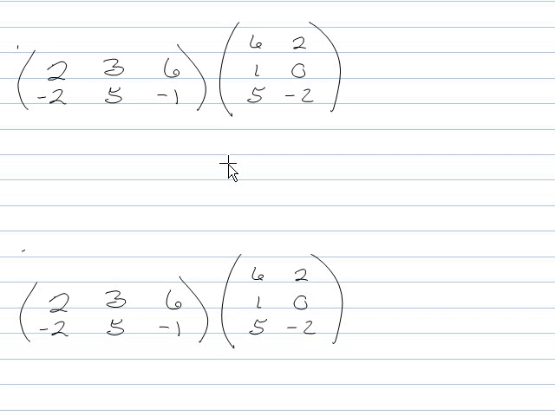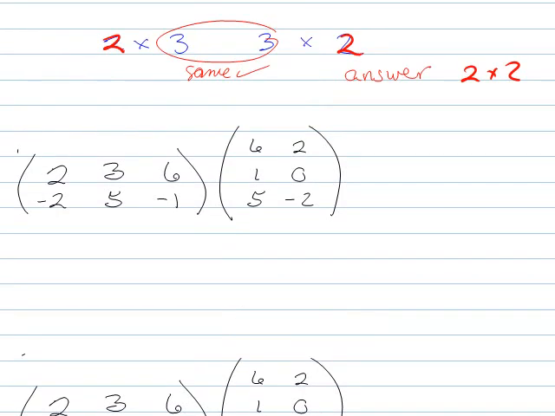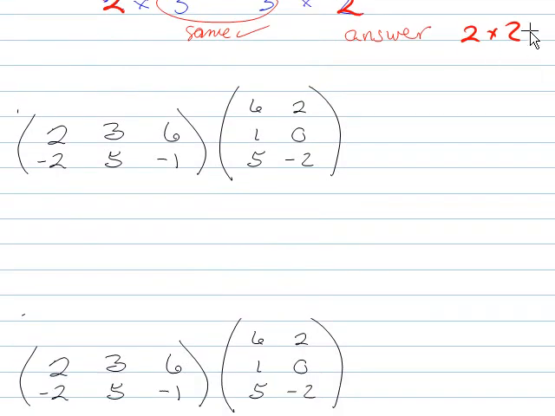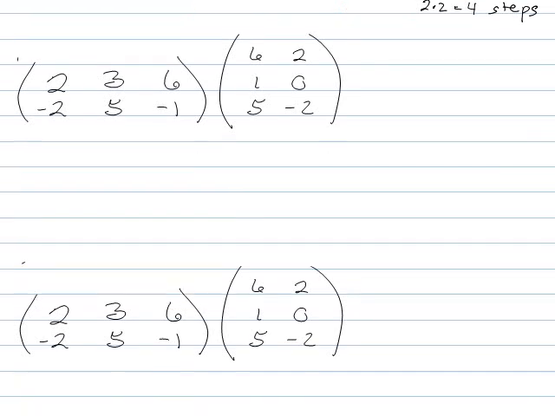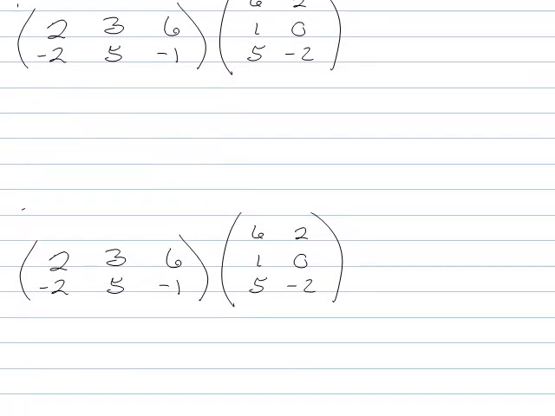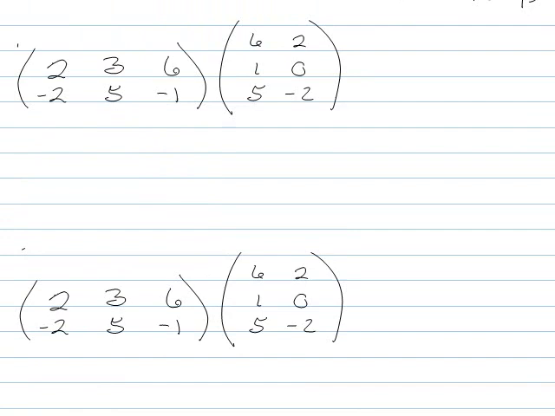Alright, so the first thing I'm going to do is, since I have a 2 by 2 for my answer, 2 times 2 is 4, so I'm going to have to do 4 operations, or 4 steps. It's going to take me 4 steps to get this answer. Alright, so the first step that I'm going to do is I'm going to take the first row in the second column.